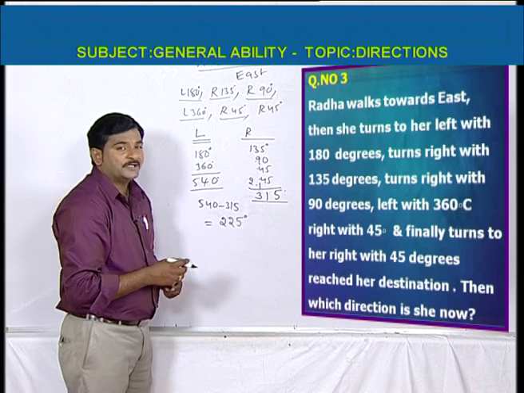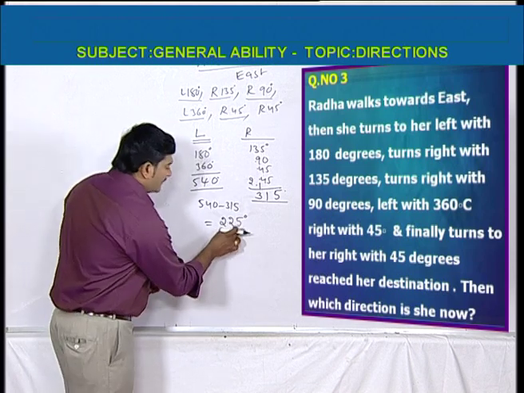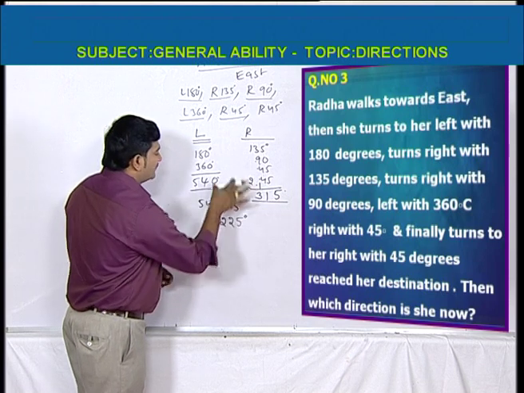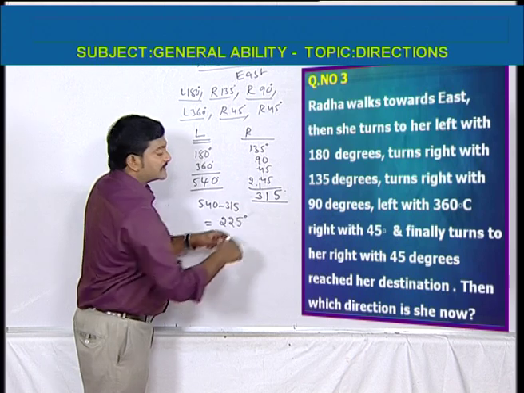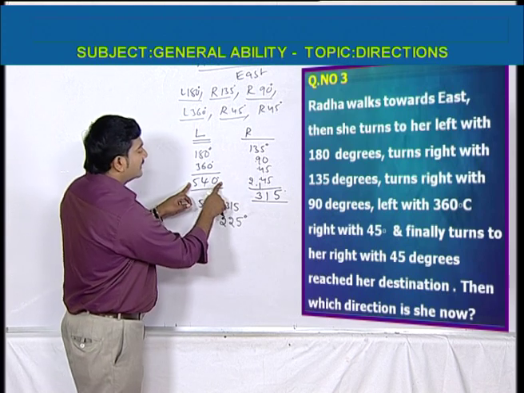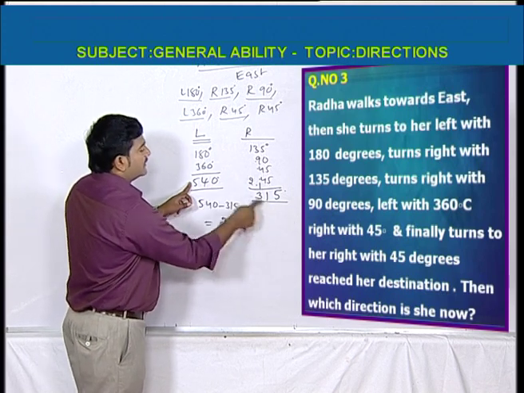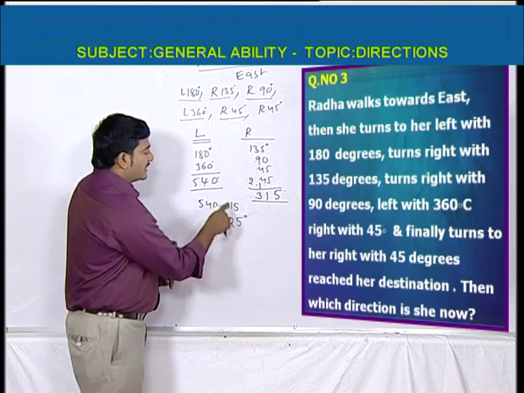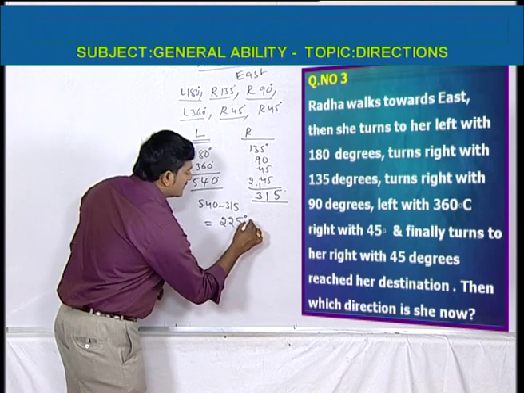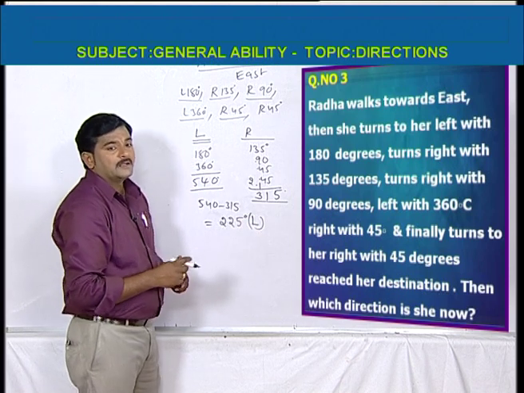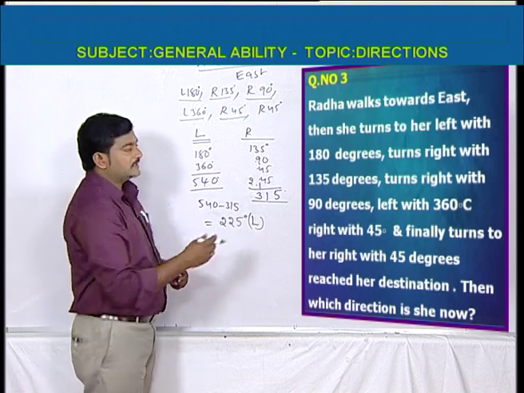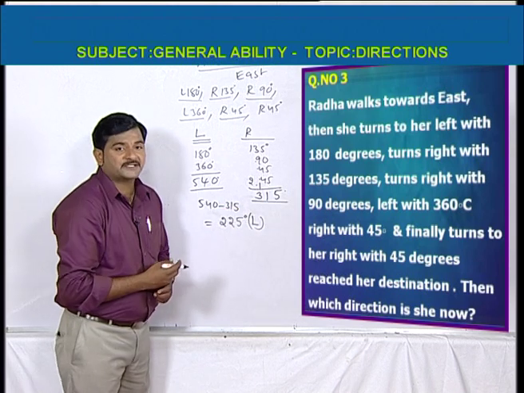So now these 225, observe here, is it left or right? Means here the left angle is 540, whereas the right angle is 315. So the left angle is greater than the right angle. What does it mean? The difference is 225 degrees, left side. So now what he mentioned here is, which direction is she now?